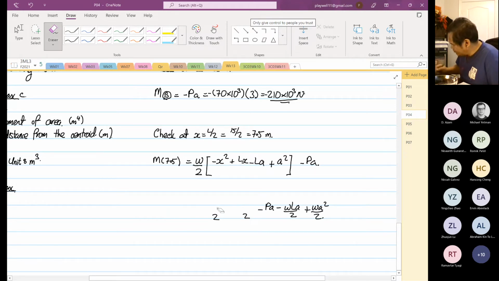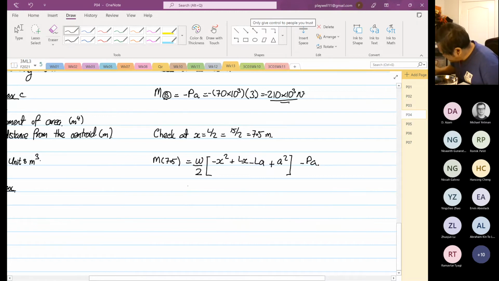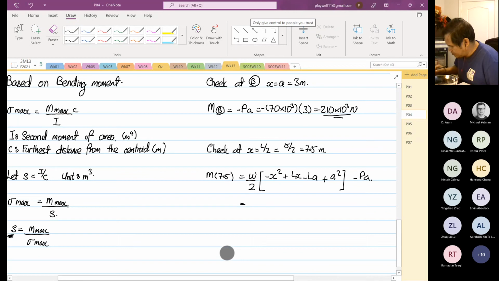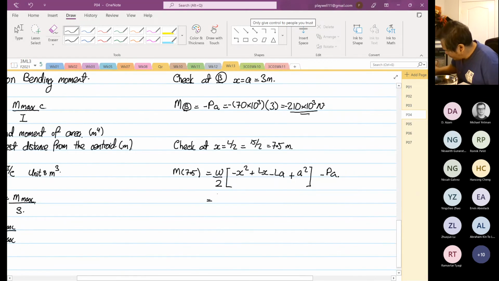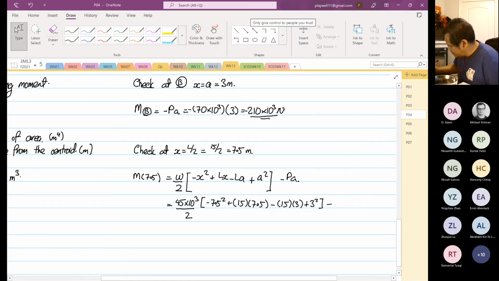Now I'm going to put in the values. Omega over 2 is 45 times 10 to the power 3, bracket minus 7.5 squared plus L, which is 15, multiplied by 7.5, minus 15 multiplied by 3, plus 3 squared. Then minus Pa, where P is 70 times 10 to the power 3 and a is equal to 3.